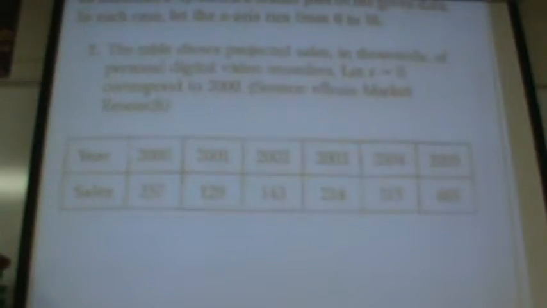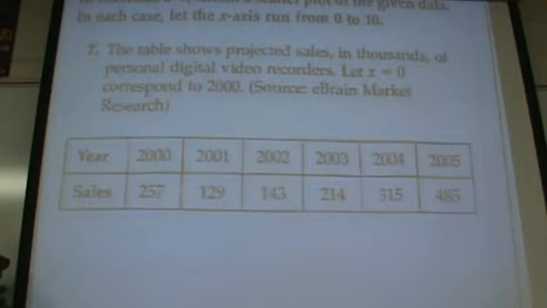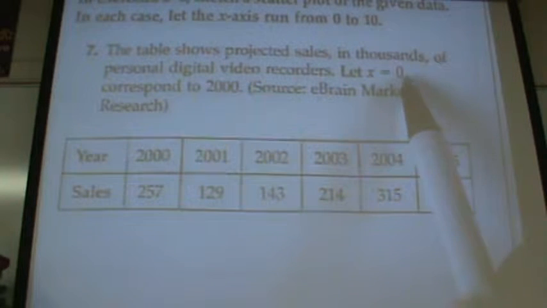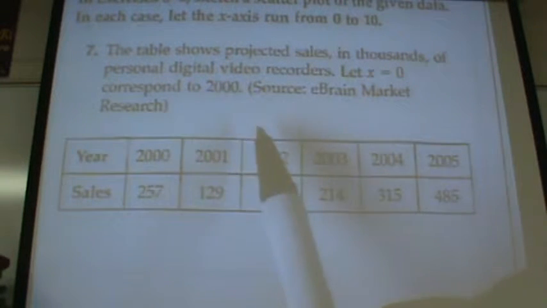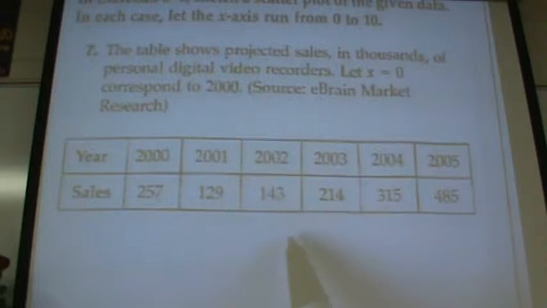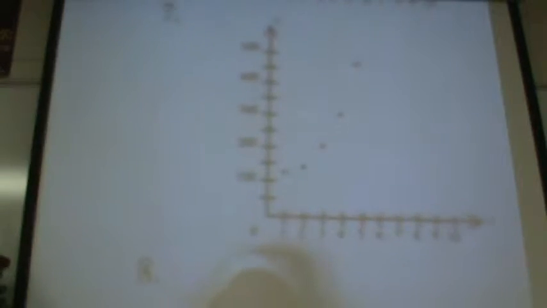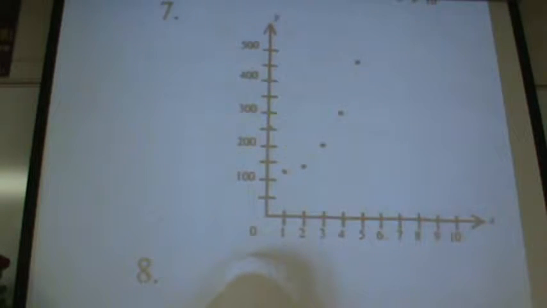Do you guys know what a scatter plot is? It's just a graph with dots. These are ordered pairs, but they want you to use 0 for the year 2000. So you would use a 1 for 2001. On your y-axis, you have sales. Here is one possible answer for this. I know it's really hard to read. That's what a scatter plot looks like. It's just a bunch of dots.